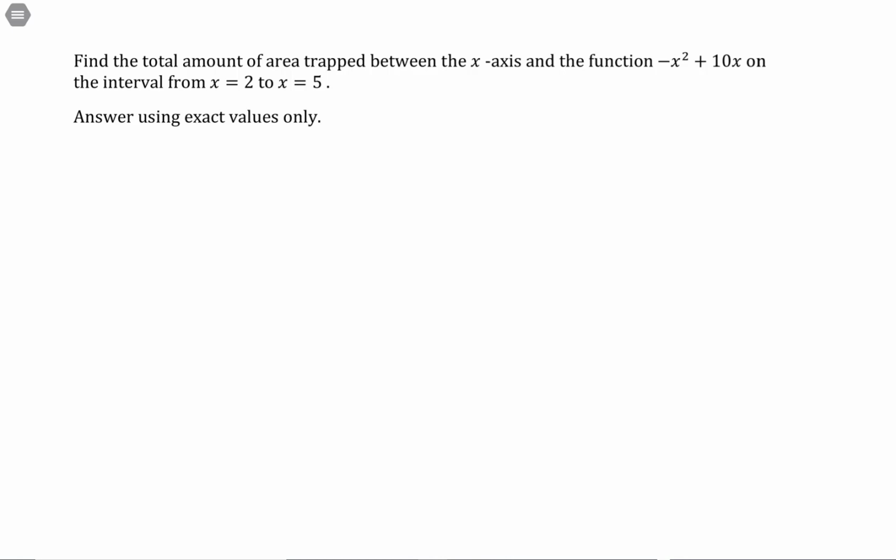Find the total amount of area trapped between the x-axis and the function negative x squared plus 10x on the interval from x equals 2 to x equals 5.